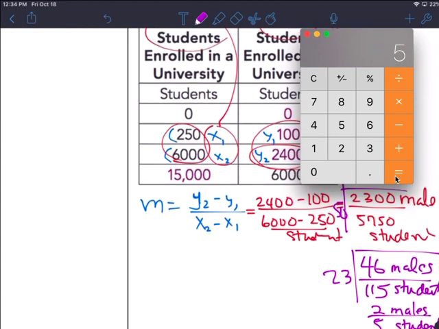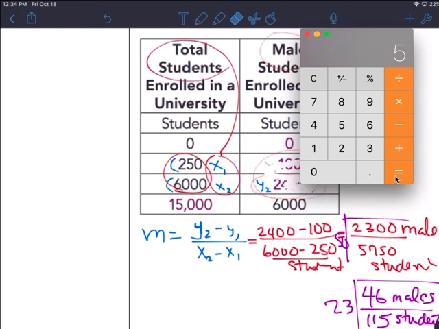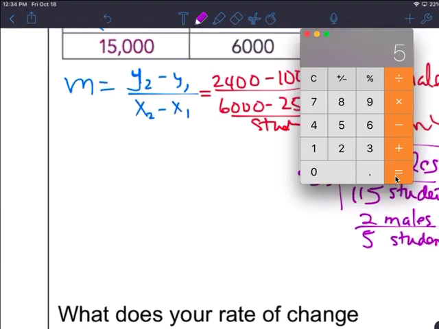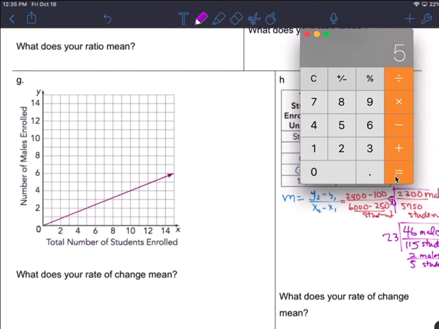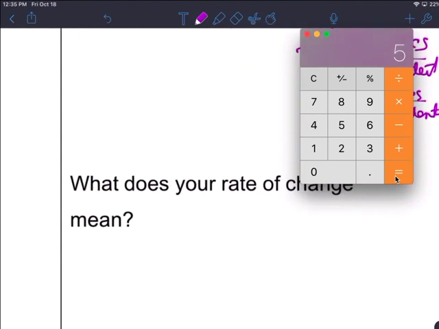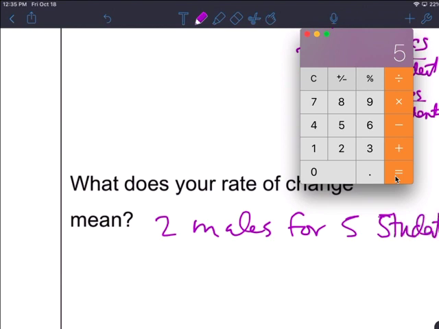This way it's best, if I were you, to choose 0, 0, and 250 and 150, because with that I can reduce. That's why I knew it was 23, because it reduced to 2/5 when I got that answer. Okay, so what does your answer mean? 2 males for every 5 students total. That's the ratio, 2 to 5.